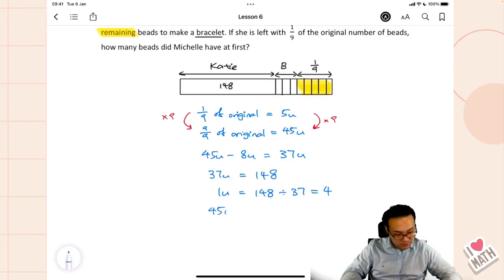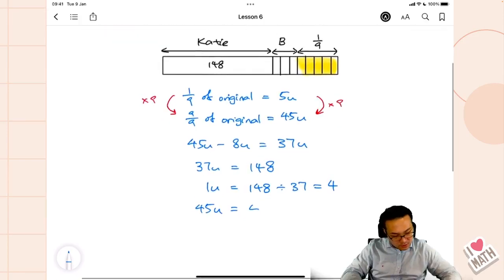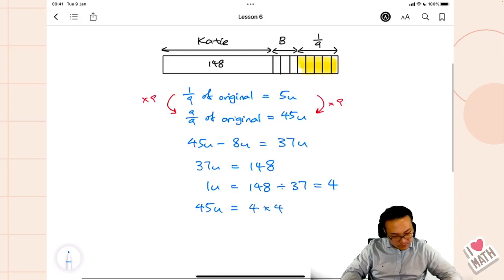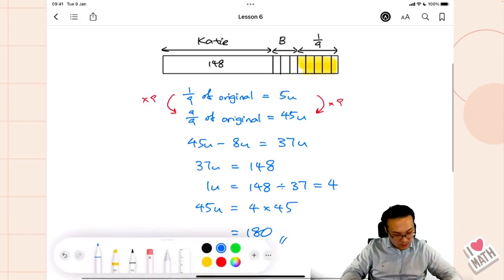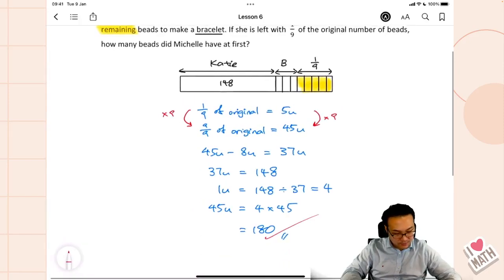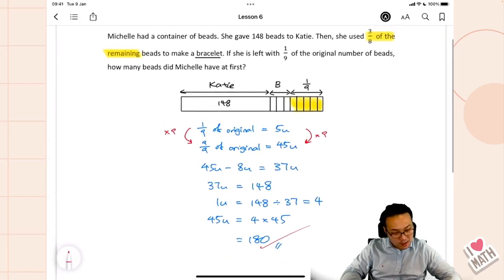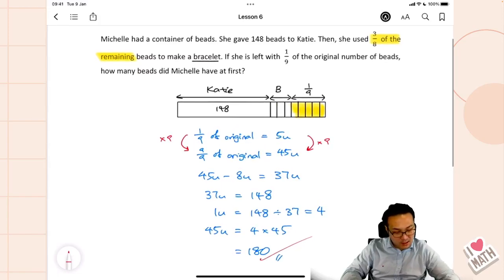We already know she has 45 units altogether at first. So 45 units equals 180 beads at the beginning. Now this is tricky. Why? Because they are using fractions to represent how many units.